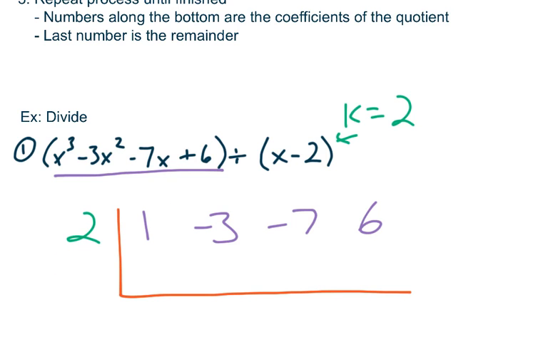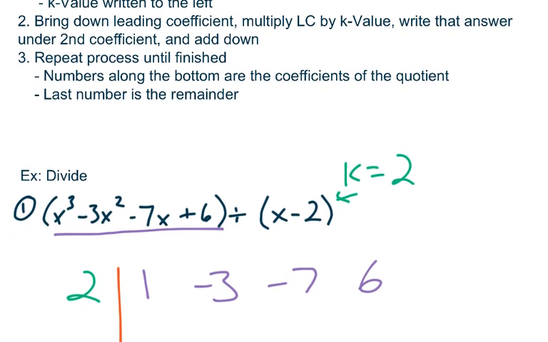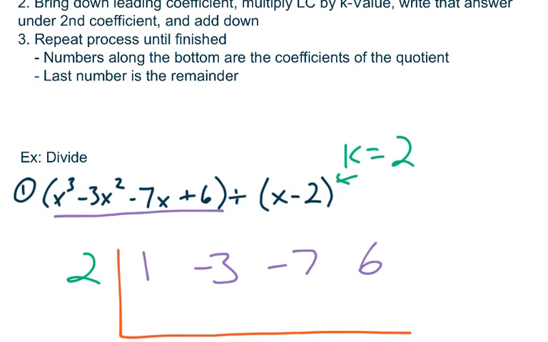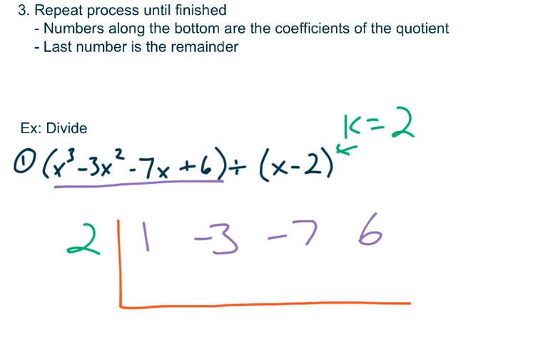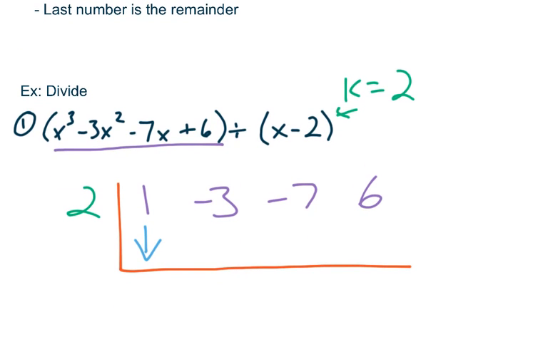So positive 2. Now, step number 2, bring down the leading coefficient, multiply it by the k value, and write that answer under the second coefficient. So I'm going to bring down my leading coefficient. That's a 1. I'm going to multiply it by the k value. 1 times 2 is obviously 2. So I'm going to put that here. And then I'm going to add straight down. So bring it down, multiply, put it under the next number. Add straight down. Negative 3 plus 2 is, let me go back to the pen, negative 1.